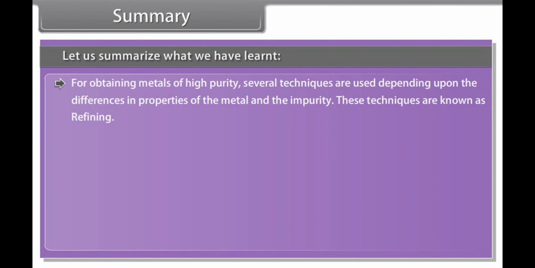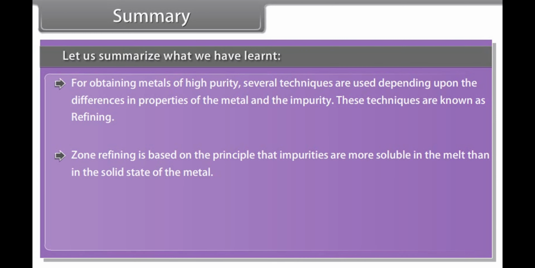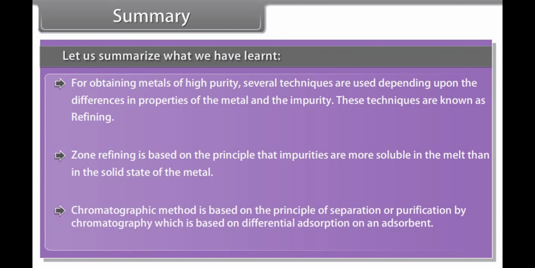For obtaining metals of high purity, several techniques are used depending upon the differences in properties of the metal and the impurity. These techniques are known as refining. Zone refining is based on the principle that impurities are more soluble in the melt than in the solid state of the metal. Chromatographic method is based on the principle of separation or purification by chromatography, which is based on differential adsorption on an adsorbent.